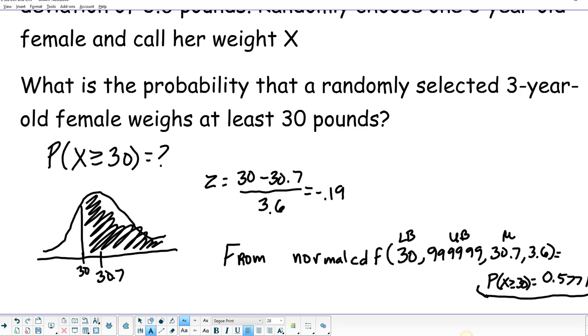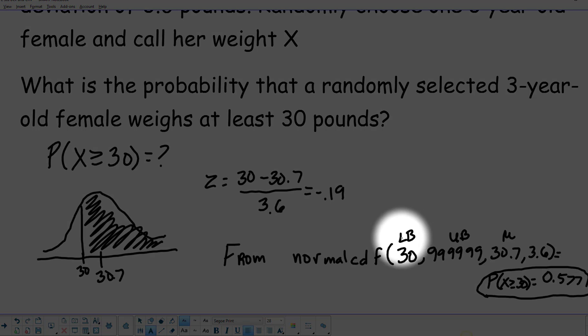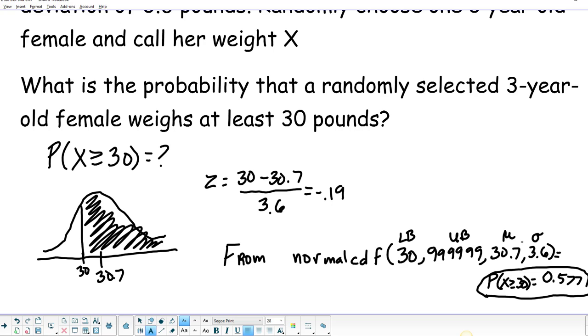That should make sense to us as well because this mark was to the left of the mean, which means it's more than 50%, but not by much, right? Now, whenever you are doing this normal CDF command, you have to make sure you use the lower bound, upper bound, mean, and standard deviation. You have to make sure that you define those parameters, okay? But I'm totally fine with you using it.